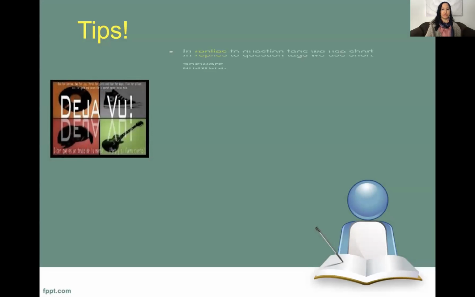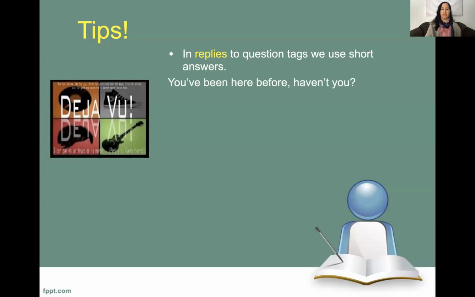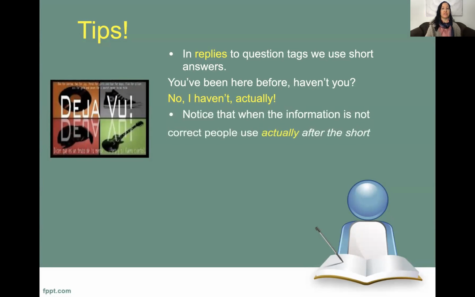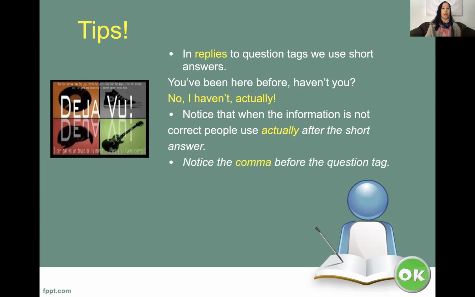Some great tips. In replies to question tags, we use short answers. For example, you've been here before, haven't you? No, I haven't actually. Notice that when the information is not correct, people use the word actually after the short answer. Also notice the comma before the question tag, okay?